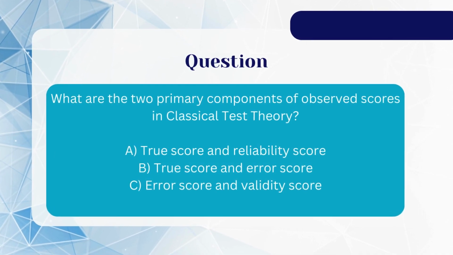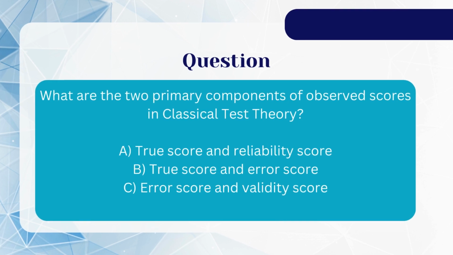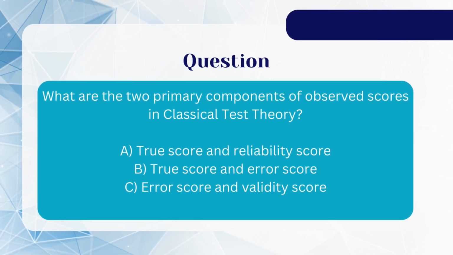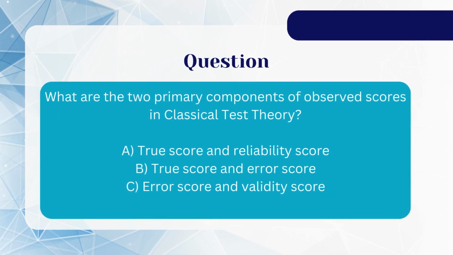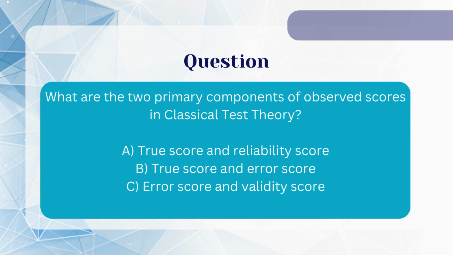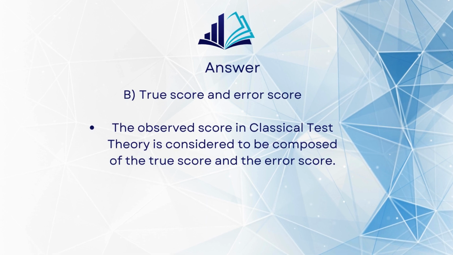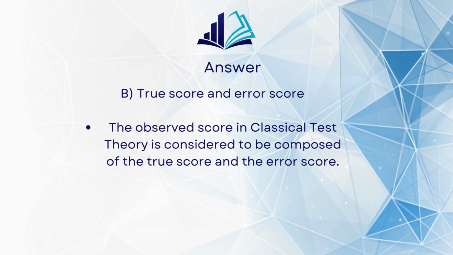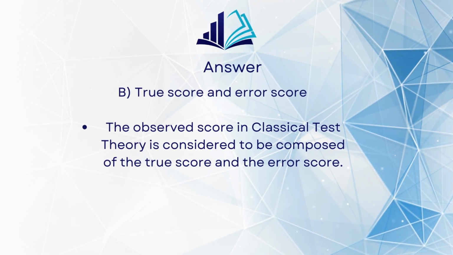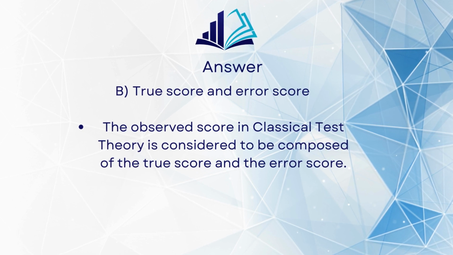What are the two primary components of observed scores in classical test theory? A. True score and reliability score. B. True score and error score. C. Error score and validity score. B. True score and error score. The observed score in classical test theory is considered to be composed of the true score and the error score.